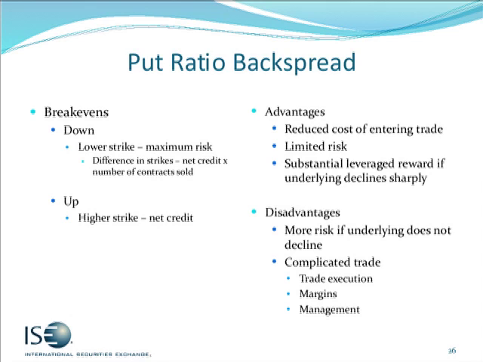The break even from the downside is the lower strike minus the maximum risk: difference in strikes minus the net credit times the number of contracts sold. Right? The upside break even is the higher strike minus the net credit. Reduced cost of entering the trade. Limited risk. Substantial levered reward if the underlying declines sharply. In this case, you've got more risk if the underlying does not.